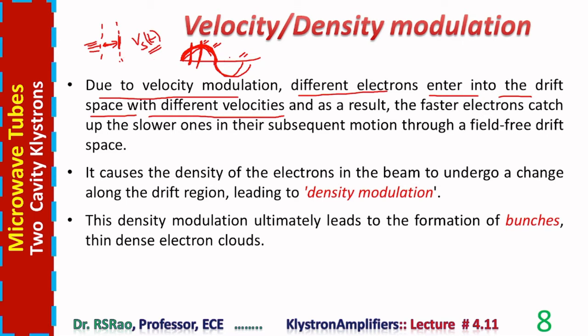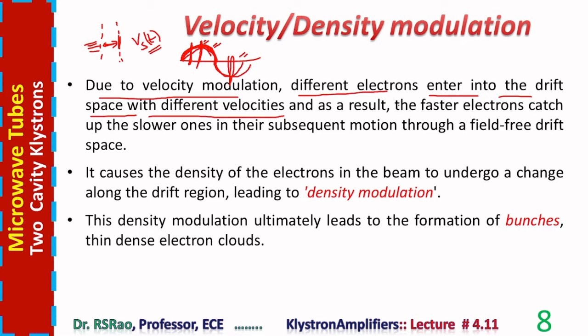Some electrons, let us say, which cross the gap during negative peak signal voltage, get decelerated maximum, whereas electrons which cross the gap on either side of the signal peak voltage get lesser amounts of deceleration. So different electrons get different amounts of deceleration depending upon the instant at which they cross. So this point is explained here.